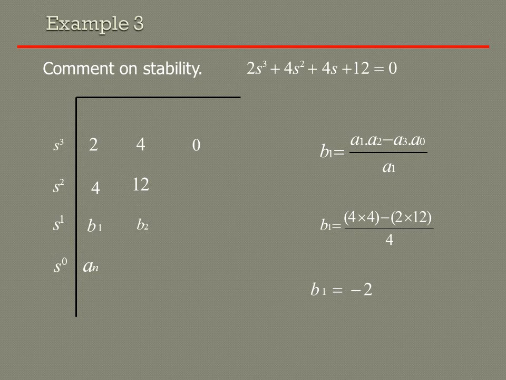Next, we have to calculate B1. B1 is equal to A1, A2 minus A3, A0 divided by A1. So that is 4 into 4 minus 2 into 12 divided by 4. So by calculating this, we will get B1 is equal to minus 2.